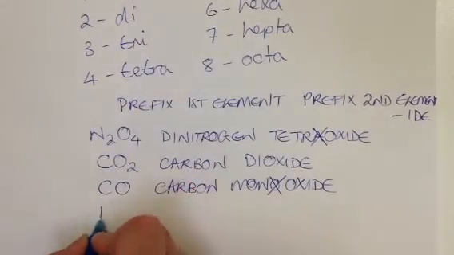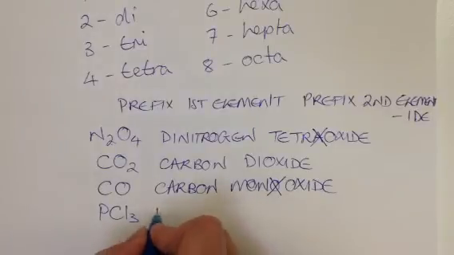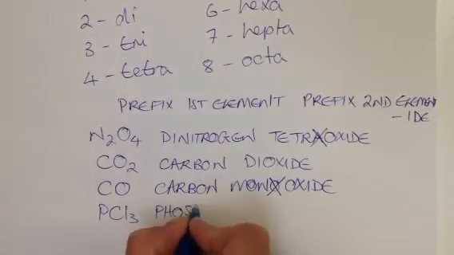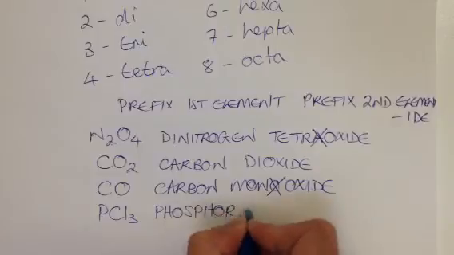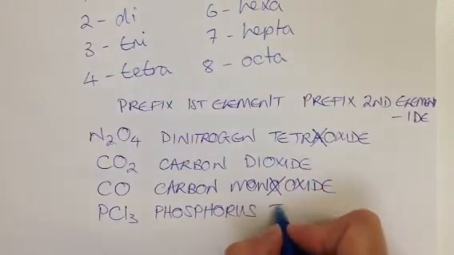Let's do PCl3. We've got 1 phosphorus, we drop the mono, so it's just phosphorus. And then we've got 3 chlorines, 3 is tri, so trichloride.